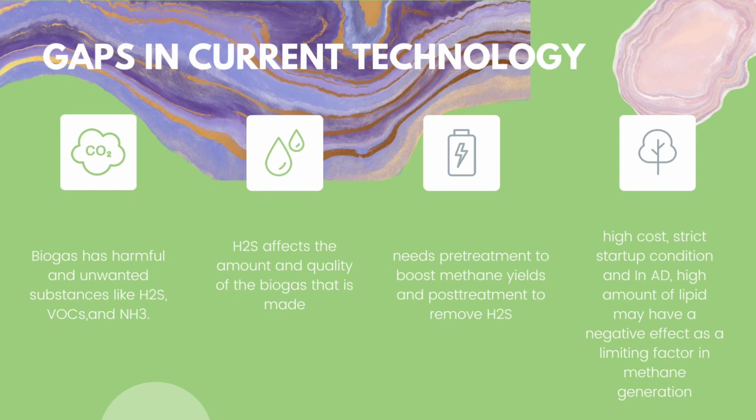AD has high cost and strict startup conditions, and in AD, a high amount of lipid may have a negative effect as a limiting factor in methane generation, as methane production was strongly positively correlated with lipid reductions in the food waste. One study mentions that the ratio of the amount of lipid in the food waste must not be less than 5.5%. The threshold of the food waste.